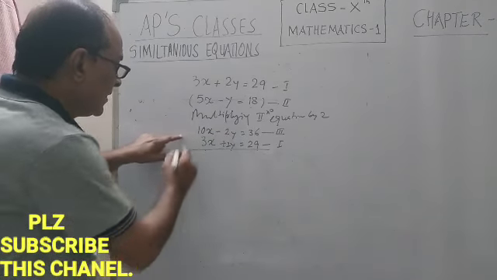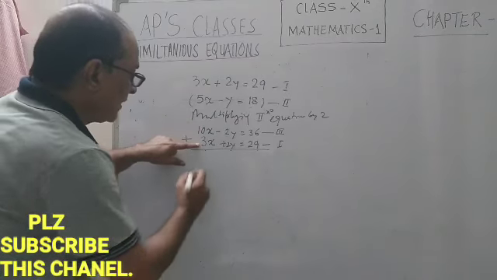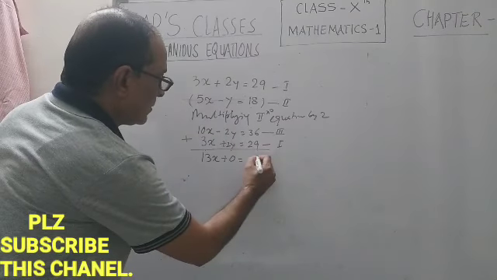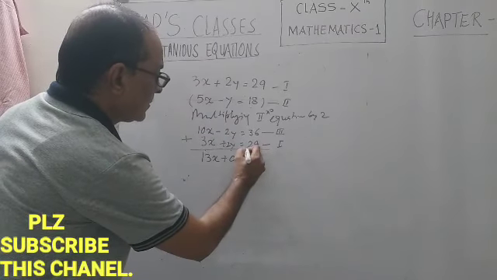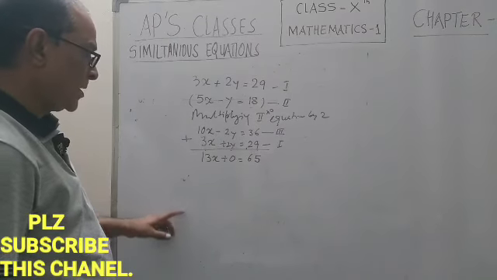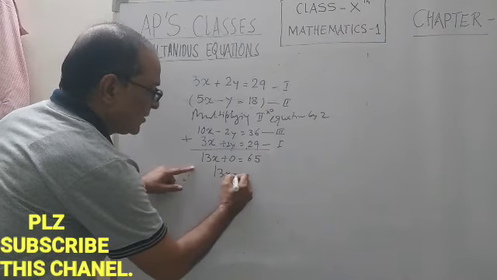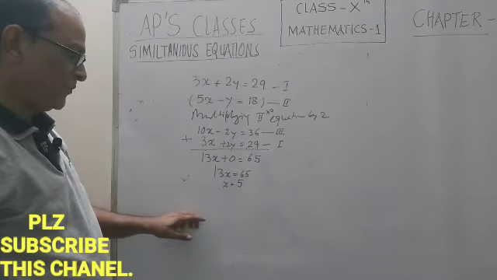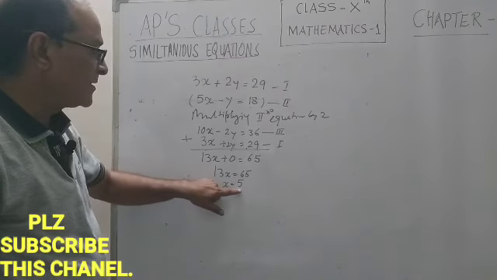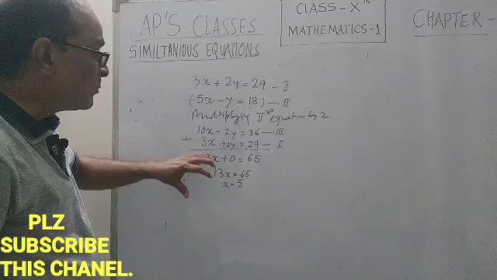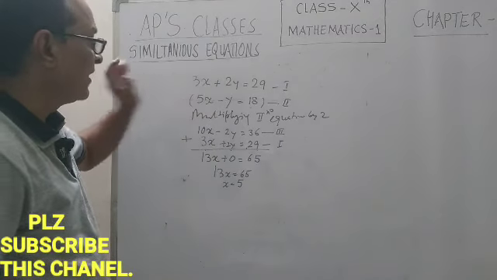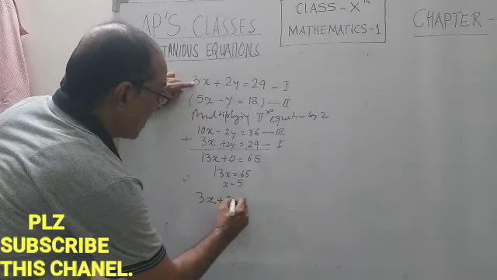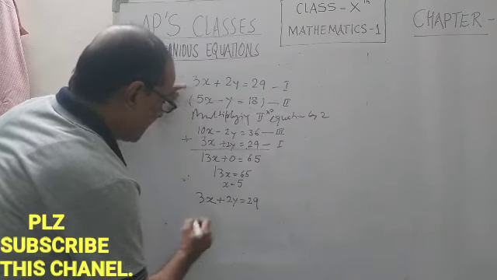So 10x, this to be added. 10x plus 3x, 13x plus 0 is equal to 65. Okay, means 13x is equal to 65. So x is equal to definitely 5. If I get the value of x, I can achieve the value of y by putting this x value in any of the equations. I'll take this equation. 3x plus 2y is equal to 29.